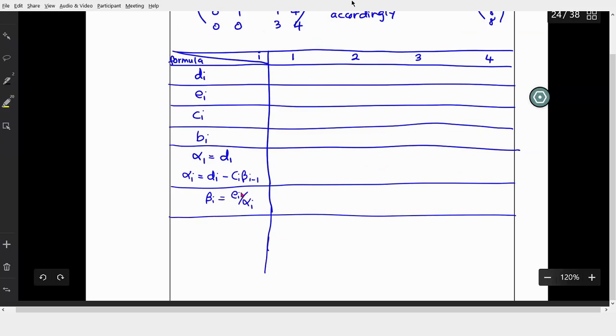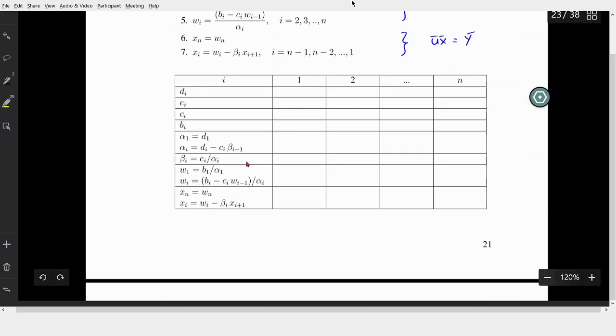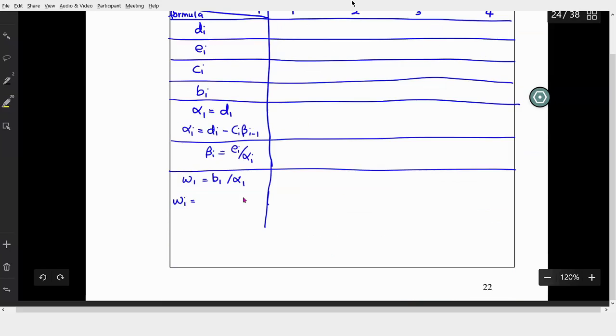And then we have omega. You can assume W, easier. Omega 1 equals B1 over alpha 1. That one is specific for omega 1 only. The rest of the omega follows the formula on this one: B minus Ci and so on. So just write the formula: Bi minus Ci omega I minus 1 over alpha I.